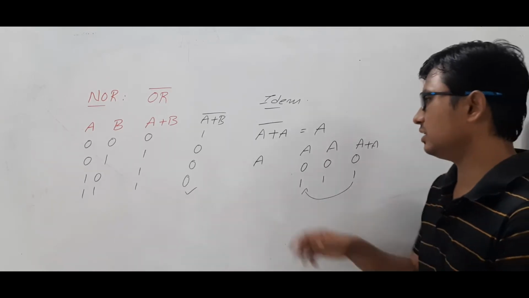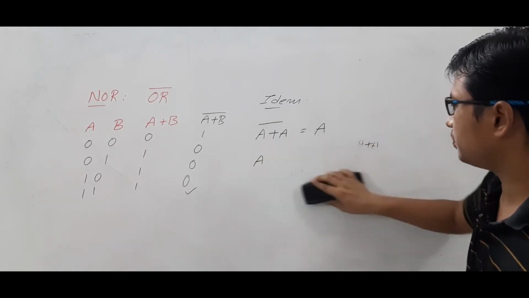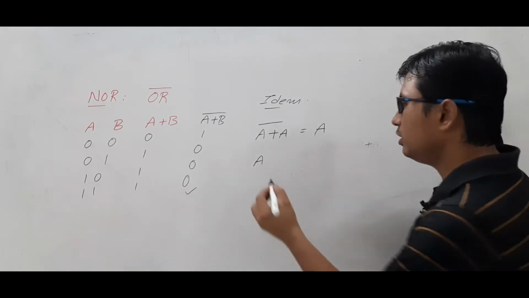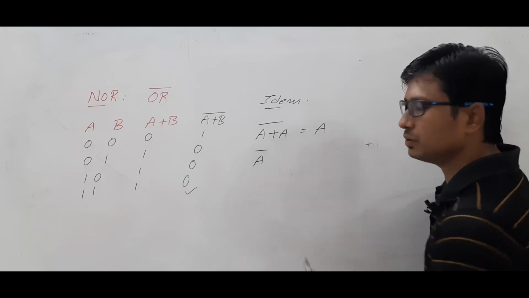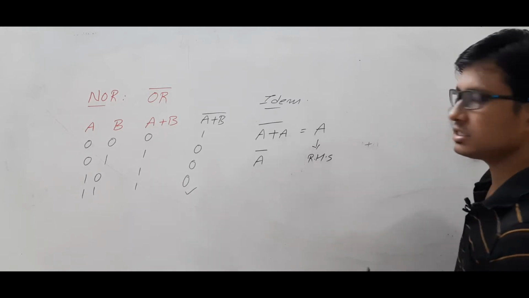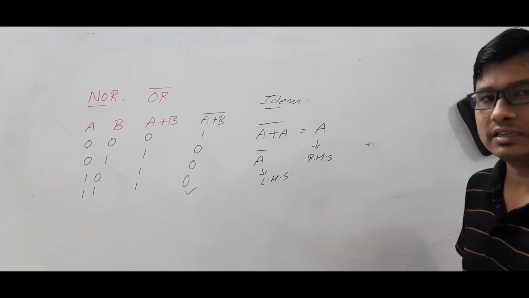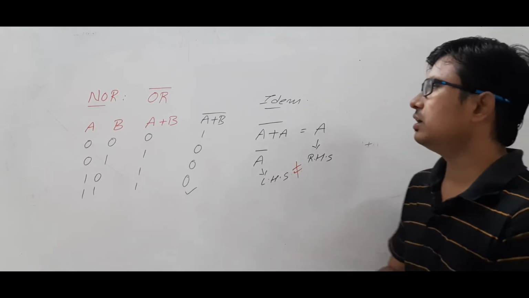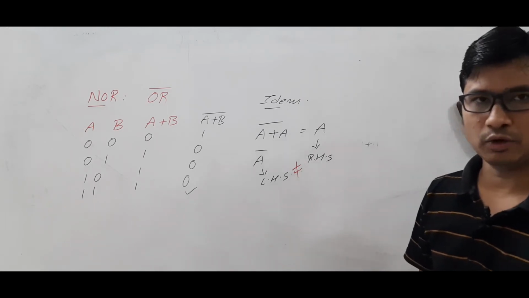So I can say that A OR A is equal to A, and now we have to compute the NOR. What is NOR? After computing the OR, you perform the complement. So you got this expression: LHS is equal to A's complement, and RHS is A. Are you able to understand? LHS is A's complement, RHS is equal to A. Is LHS equal to RHS? No, they are not equal. So I can say that the NOR function is not satisfying the idempotency property. I hope it is clear for you.